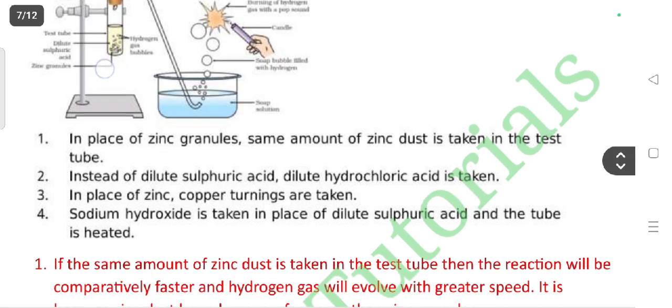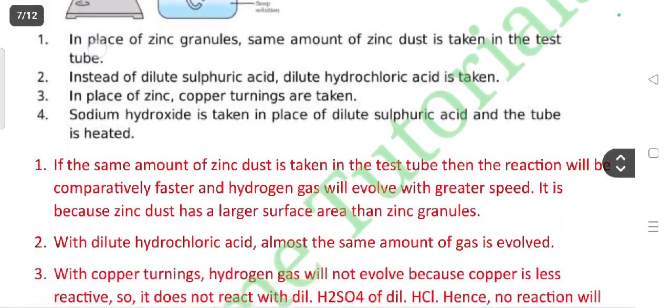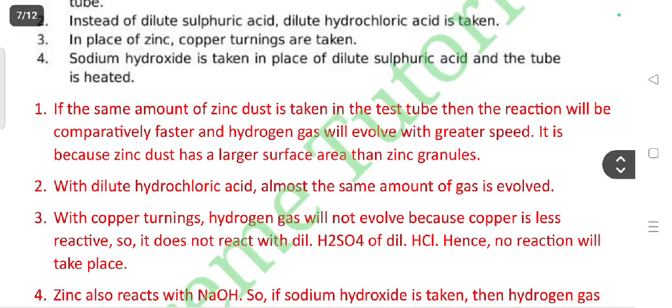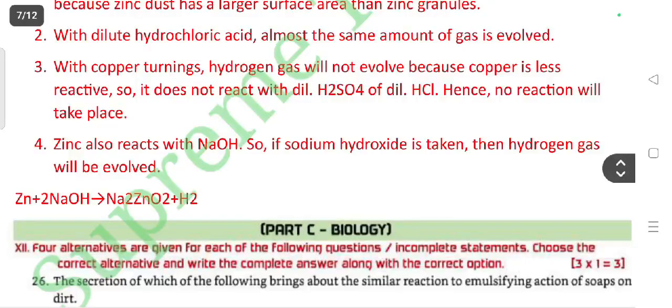Question is, in place of zinc granules, the same amount of zinc dust is taken in the test tube. What will happen? Because zinc dust has a larger surface area than zinc granules, the speed will be greater. Then second question, instead of dilute sulfuric acid, dilute hydrochloric acid is taken. With dilute hydrochloric acid, almost the same amount of gas is evolved. Then in place of zinc, copper turnings are taken. With copper turnings, hydrogen gas will not evolve because copper is less reactive.